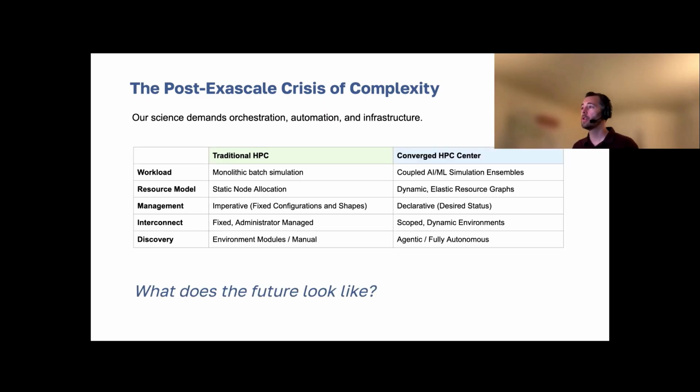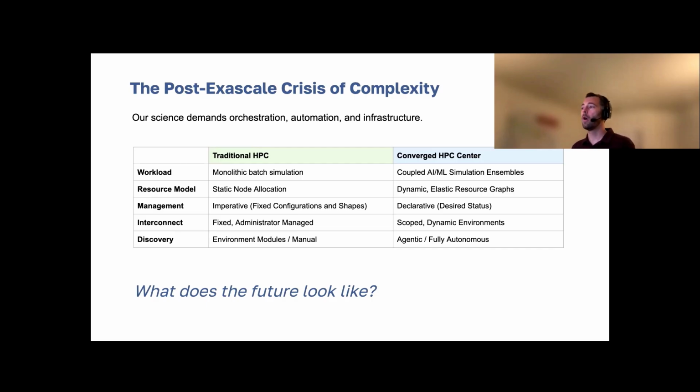The future is looking to be something very different. We're looking towards a converged HPC center at this point, which couples together AI/ML simulations, perhaps with ensembles of MPI-based simulations. We have dynamic elastic resource graphs in terms of the resource model, which models the resources and the relationships and how they might change in time.